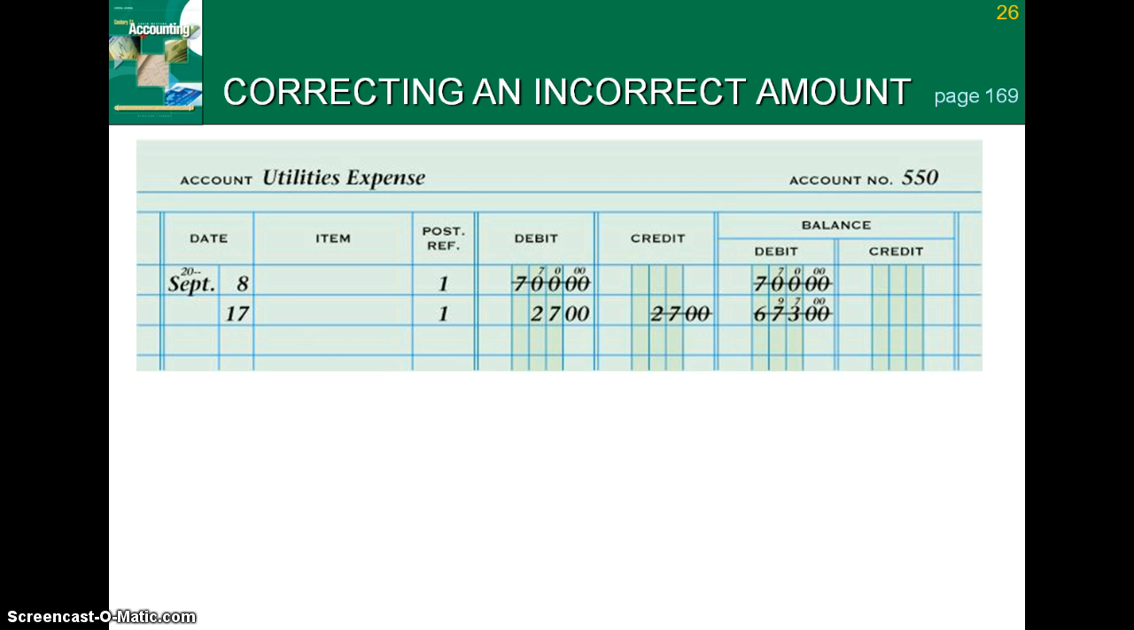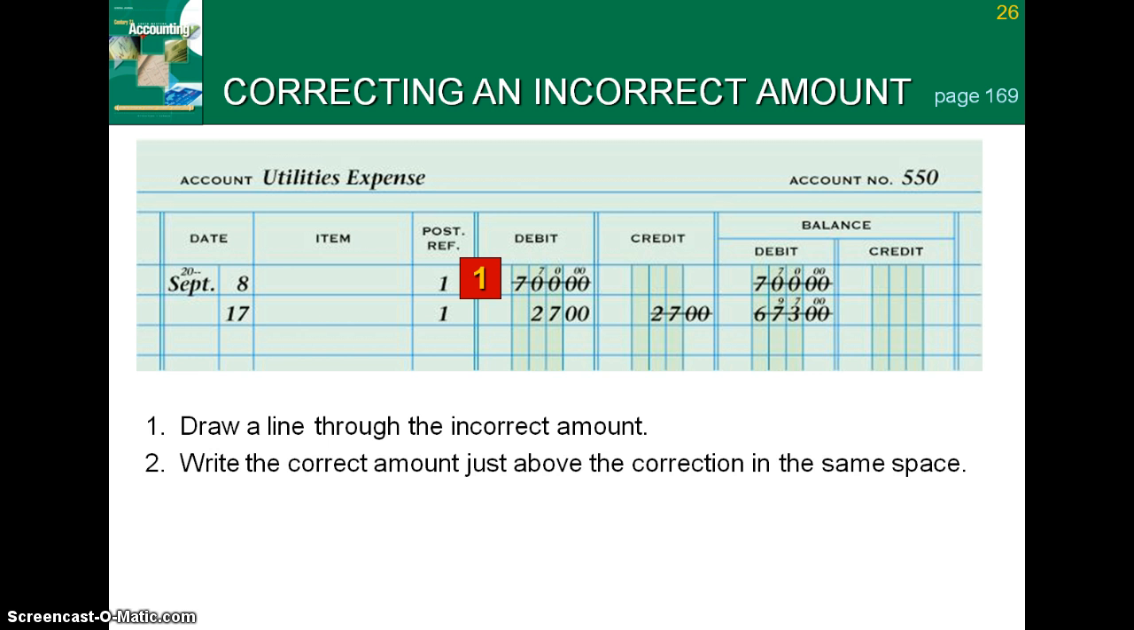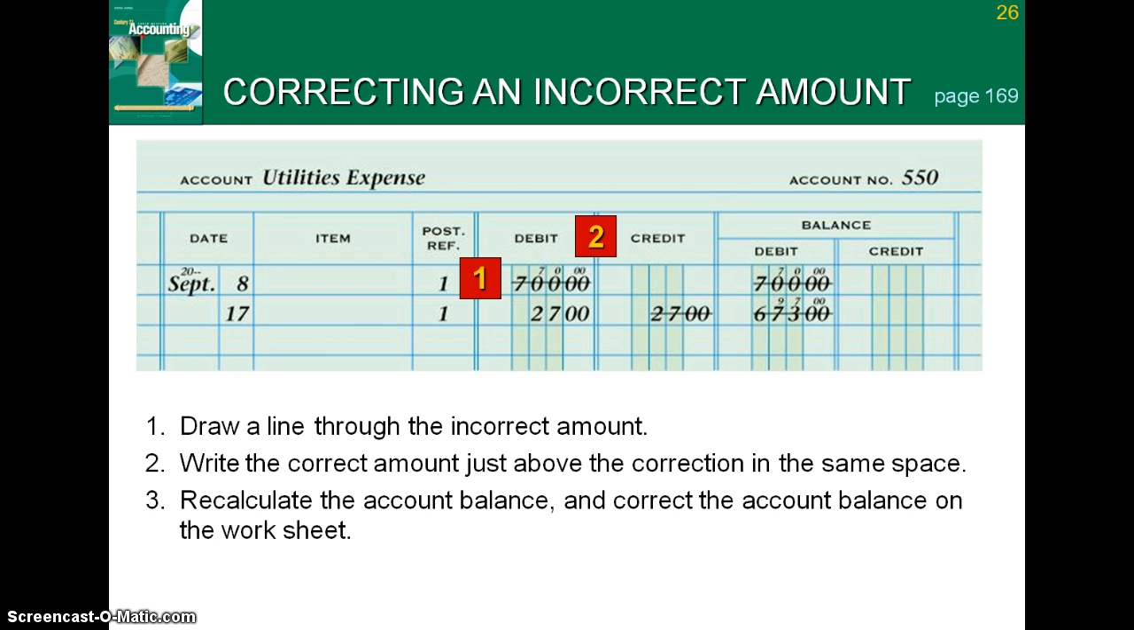If we have an incorrect amount, like in this case where we wrote in $700 instead of $70, you'd be surprised at how often that really does happen. Once again, we just draw a line through it, correct it, and put the correct amount just above it. Just make sure it's in the same spot, and then we redo our balance.